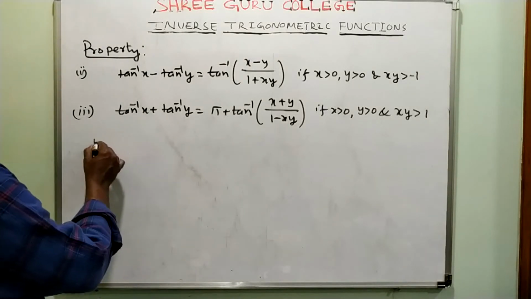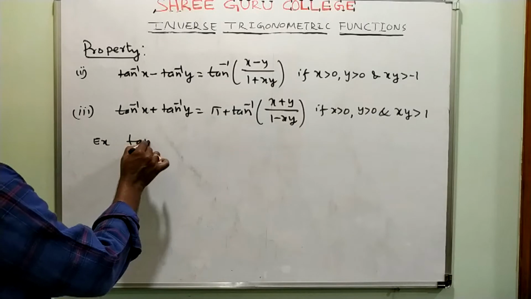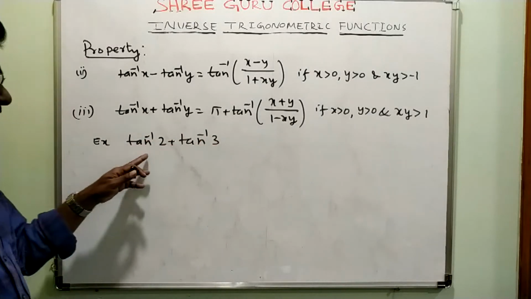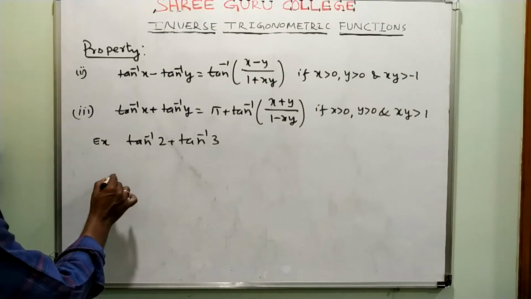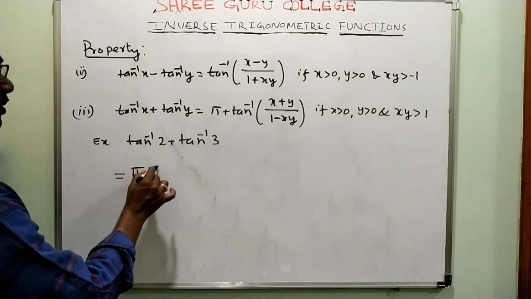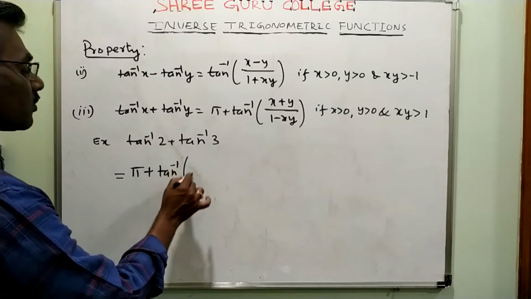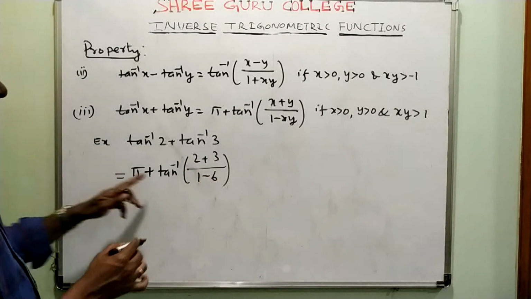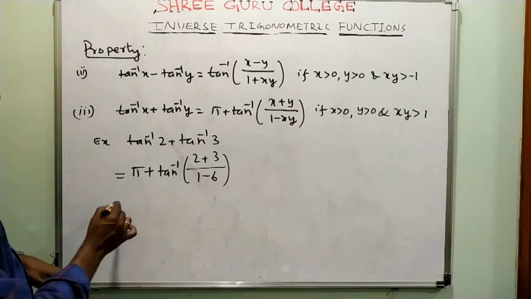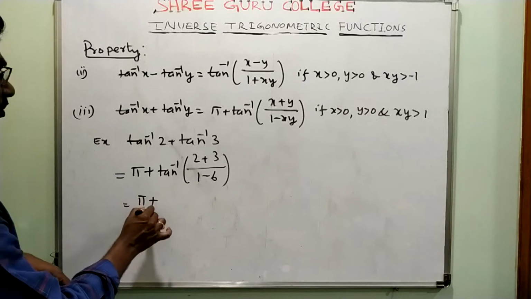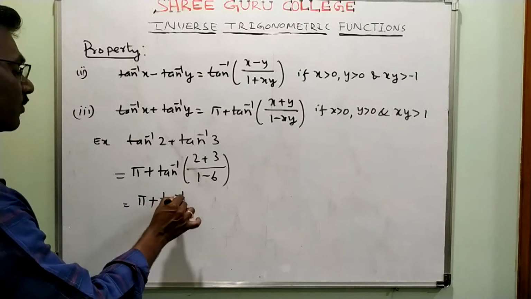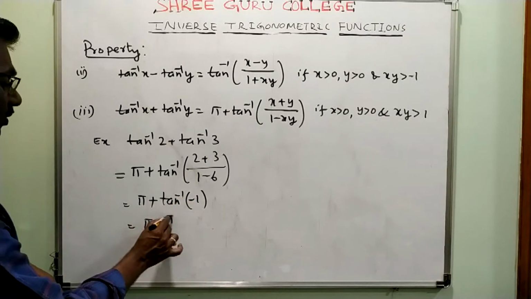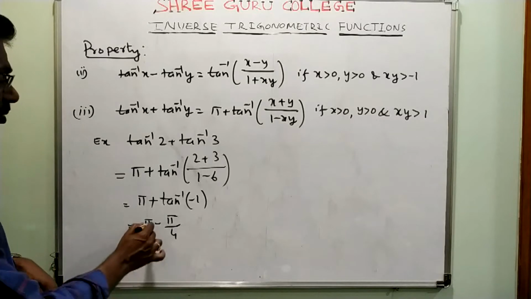For example, tan inverse of 2 plus tan inverse of 3. So pi plus tan inverse of (2 plus 3) by (1 minus 6), that is x plus y by 1 minus xy, which equals pi plus tan inverse of 5 divided by -1, so pi minus pi by 4. Tan inverse of -1 is minus pi by 4.